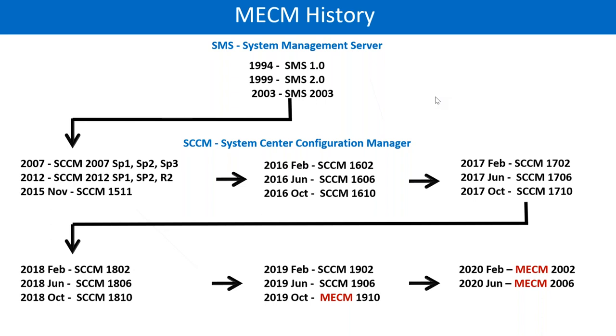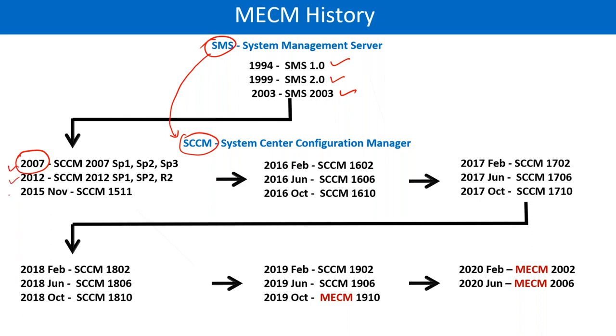Okay, fine. So the historical details, we'll discuss the history of SCCM. SCCM started as SMS, System Management Server, in the year 1994. 1.0, then 2.0, then 2003. Then in the year 2007, they released SCCM. The previous old name was SMS, then they changed the name to SCCM, System Center Configuration Manager.